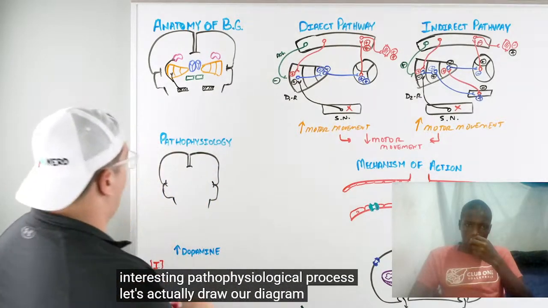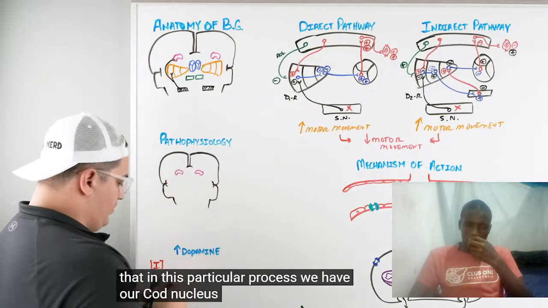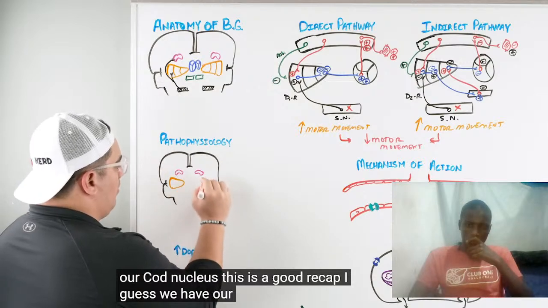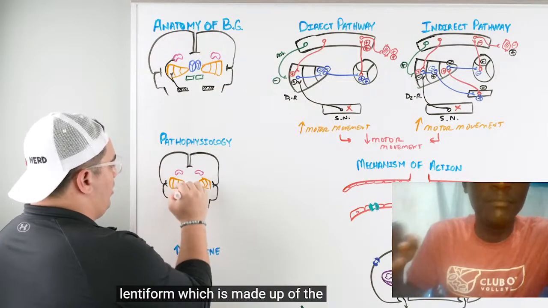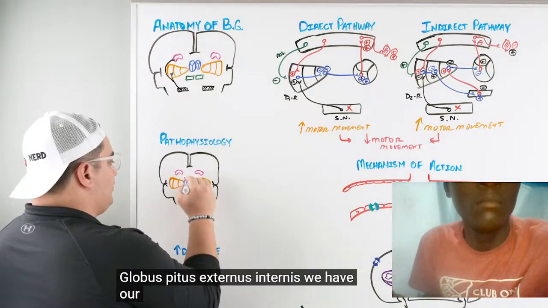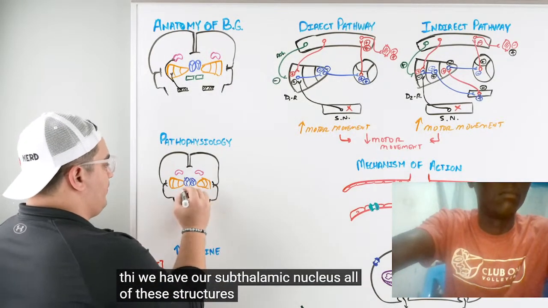Let's actually draw our diagram here. In this particular process, we have our caudate nucleus. This is a good recap, I guess. We have our lentiform, which is made up of the putamen, globus pallidus externus and internus. We have our thalami. We have our subthalamic nucleus, all of these structures here.